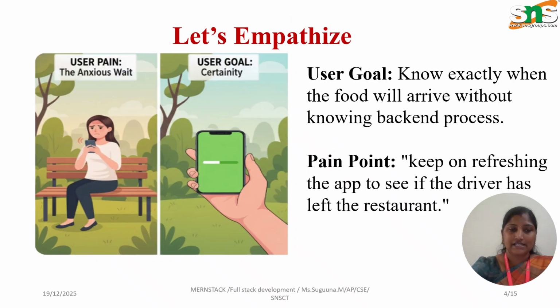Let me empathize from the user perspective. From the user's point of view, the main goal is to know exactly when the food will arrive without understanding the background complexity. The main point is I keep on refreshing the app just to check if the delivery partner has left. This poor experience tells us something important: the system is not handling real time data flow properly. This is the empathy, where we think from the user point of view.